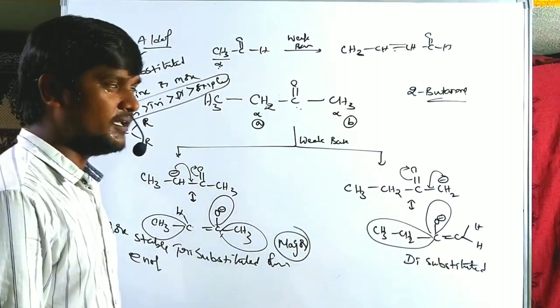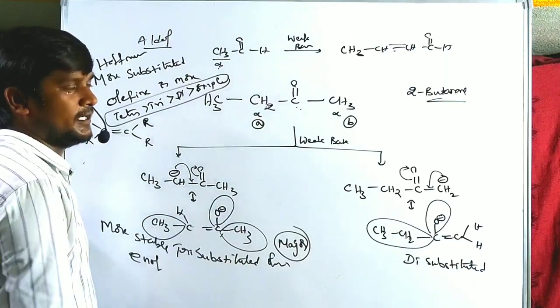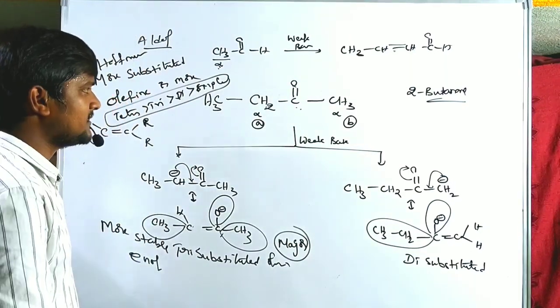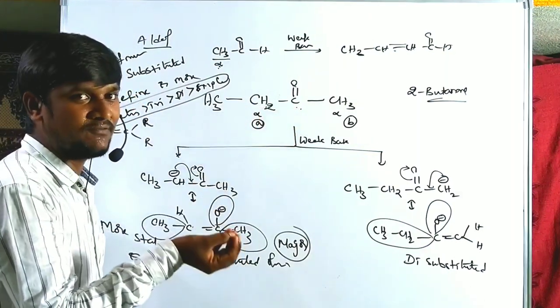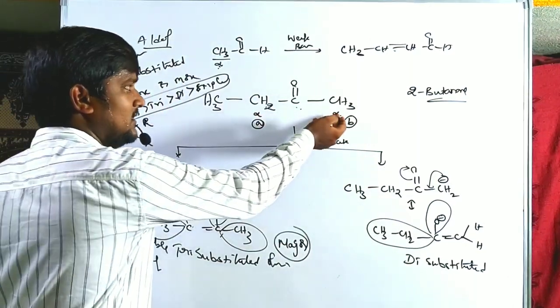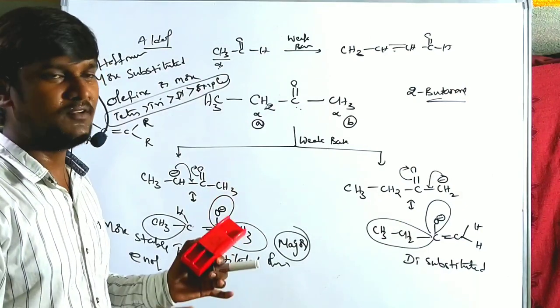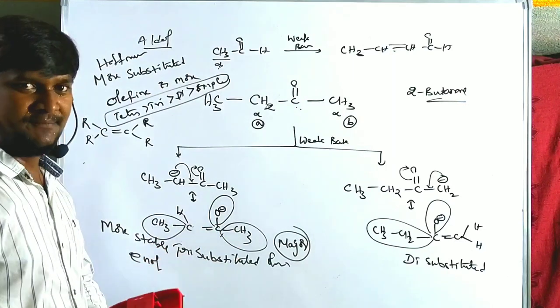Now according to this, where does the proton abstraction take place when different types of alpha hydrogens are present? Let us look at the reactant molecule. Here the alpha hydrogens are fewer, and here the alpha hydrogens are more in number. That means here two hydrogens, here three hydrogens. So wherever the proton abstraction takes place, whichever gives the more stable intermediate, that is the major product.